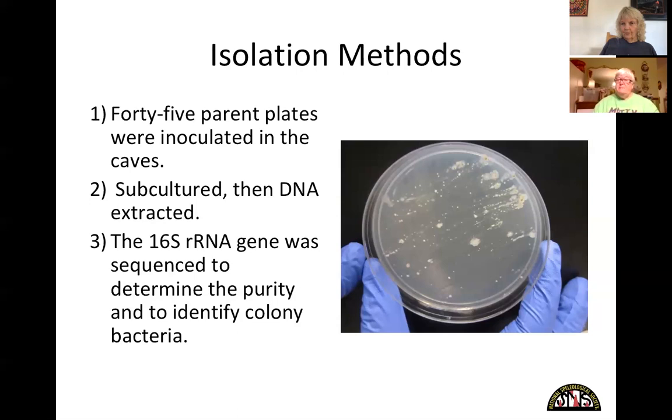And it may have taken many cultures before we finally got to the point where we thought we had pure cultures. So once we had these organisms isolated, the DNA was extracted from each colony, and then the 16S ribosomal RNA gene was sequenced. The 2 reasons for that: 1 was to determine if the pure cultures were actually pure, and secondly, to identify what bacteria made up each individual colony.